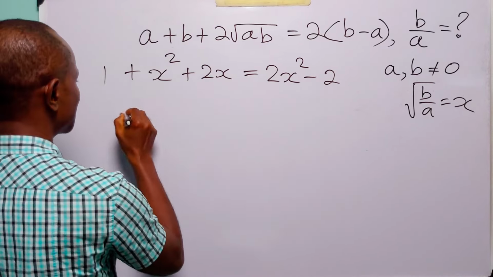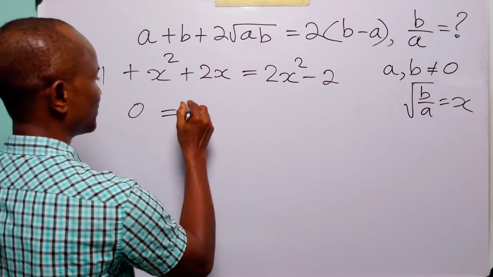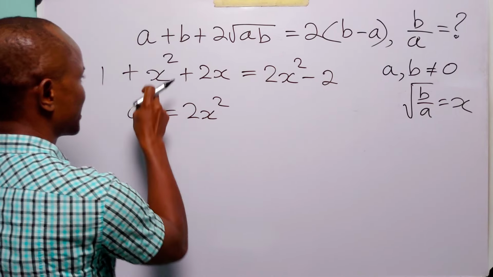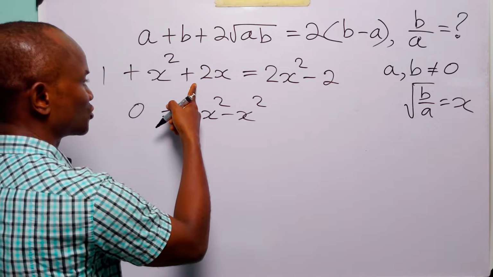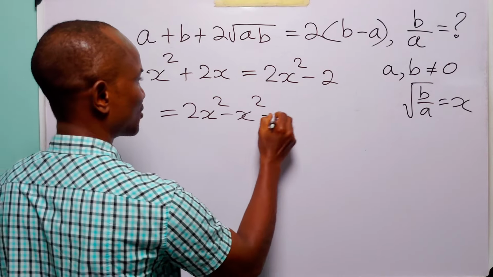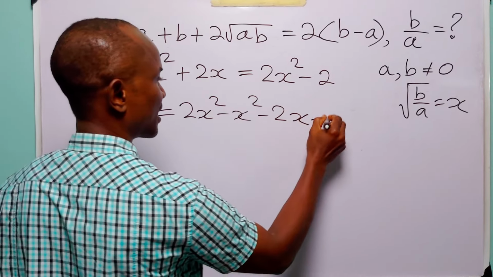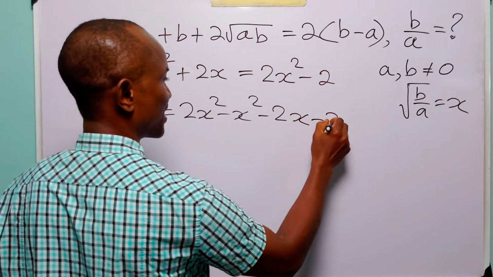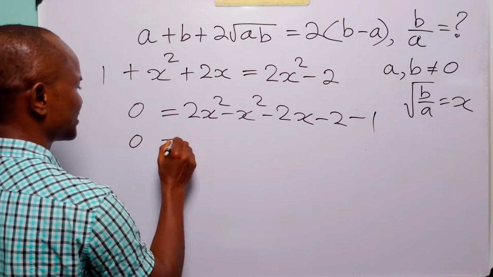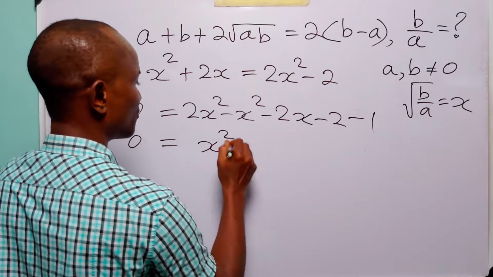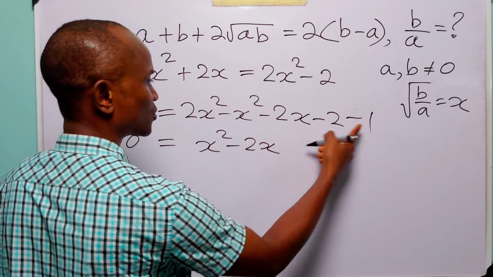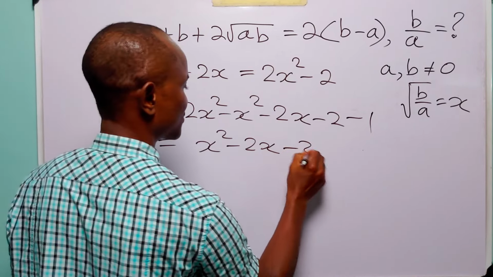Now let us take all these terms on the left-hand side over to the right-hand side. When we do that, we are left with 0 on the left-hand side, and we have 2x squared plus x squared going over the equality sign becomes minus x squared, plus 2x going over the equality sign becomes minus 2x. Here we have minus 2. Plus 1 going over the equality sign becomes minus 1. We have that 0 is equal to 2x squared minus x squared is x squared. We have minus 2x. Minus 2 minus 1 is minus 3.